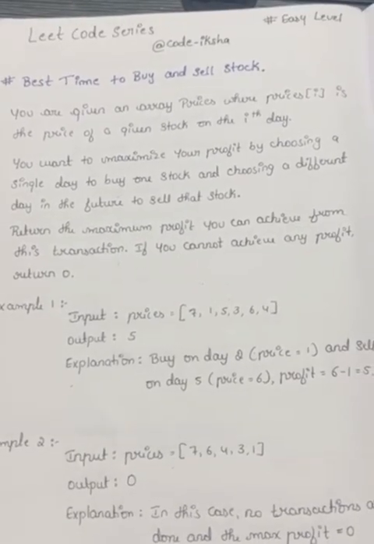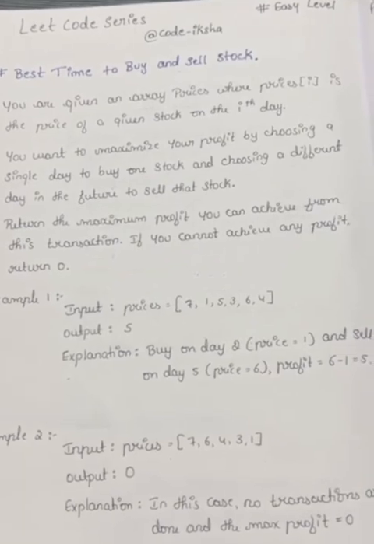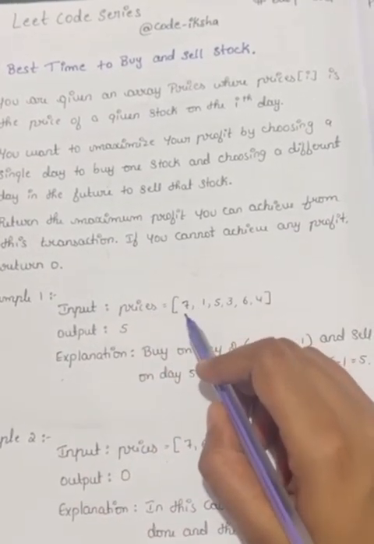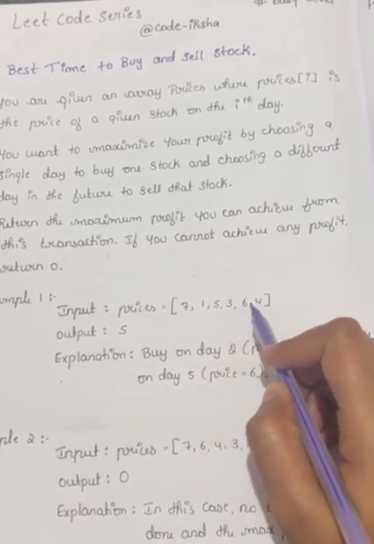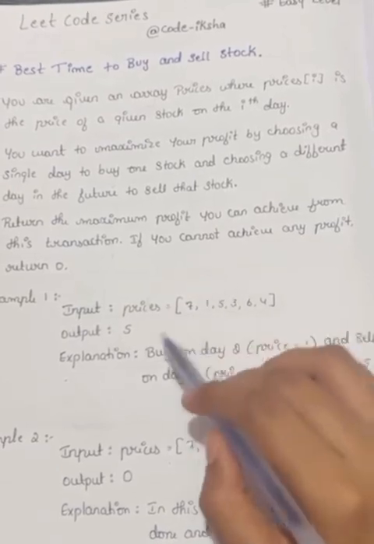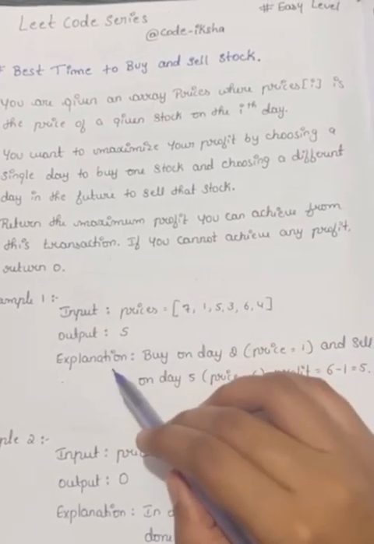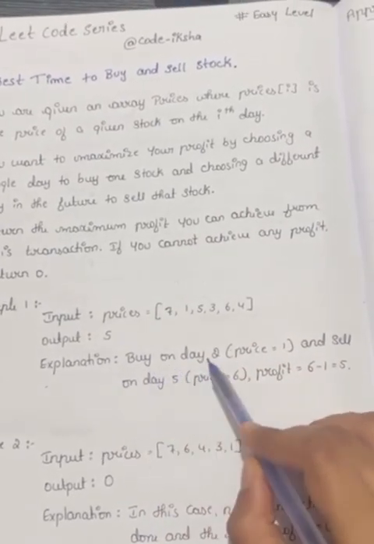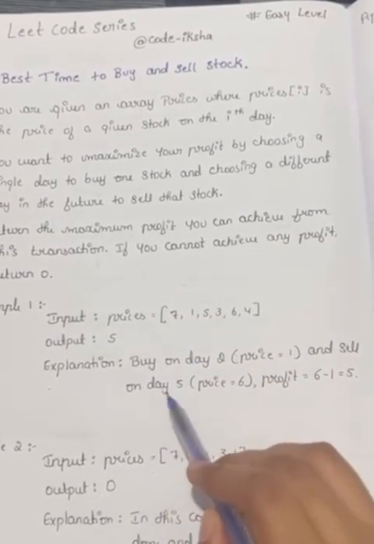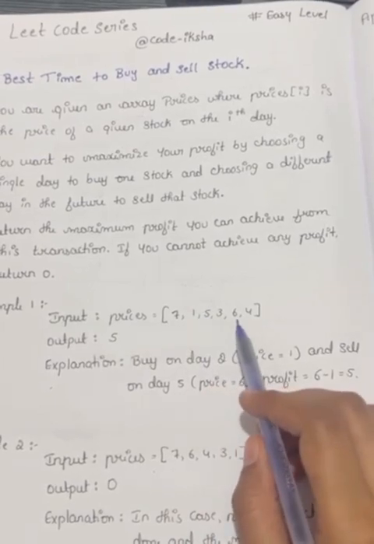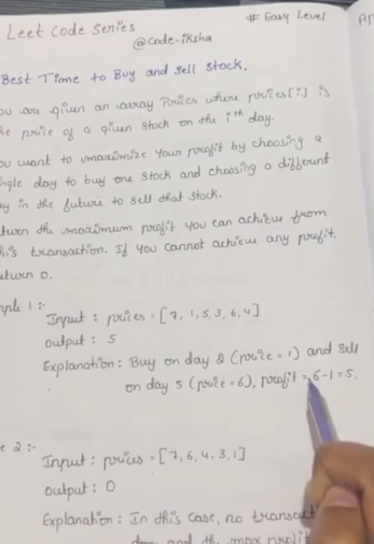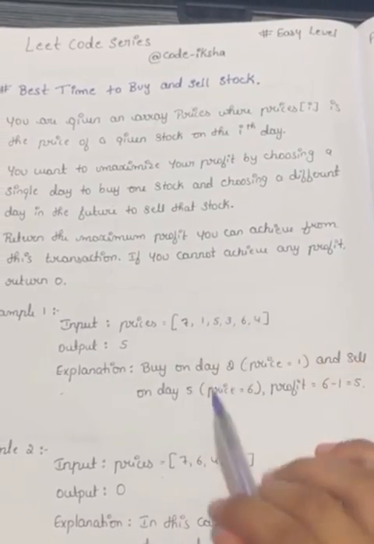See the example. I have taken example 1, in which the input prices within the array are 7, 1, 5, 3, 6 and 4. These represent the days, and my output should be 5. The explanation is: buy on day 2, where the price is 1, and sell on day 5, where the price is 6. My profit will be 6 minus 1, which is equal to 5. How it works, we'll be seeing later.